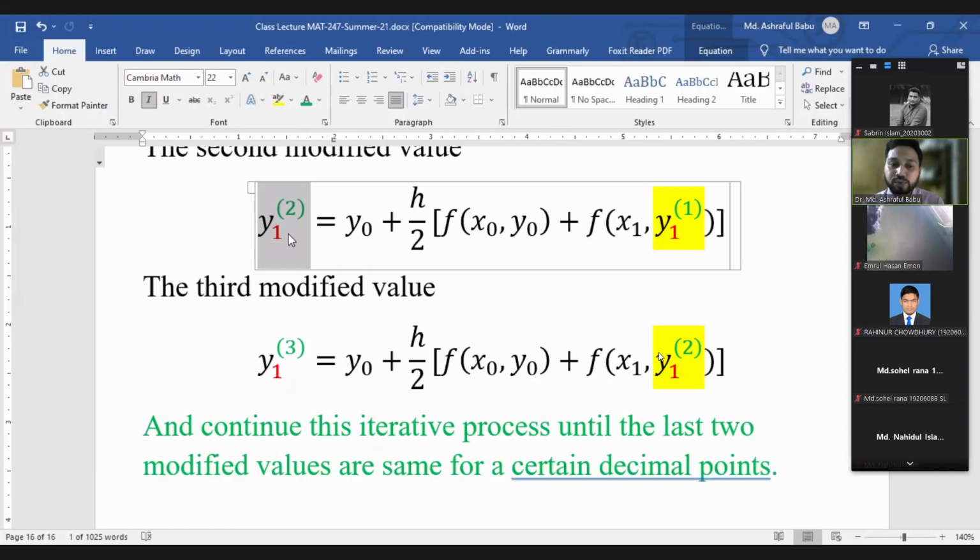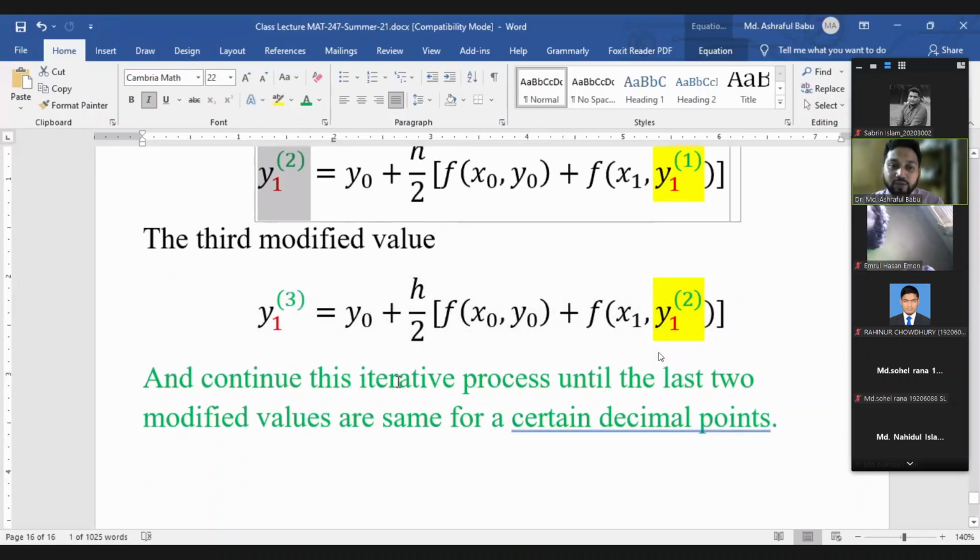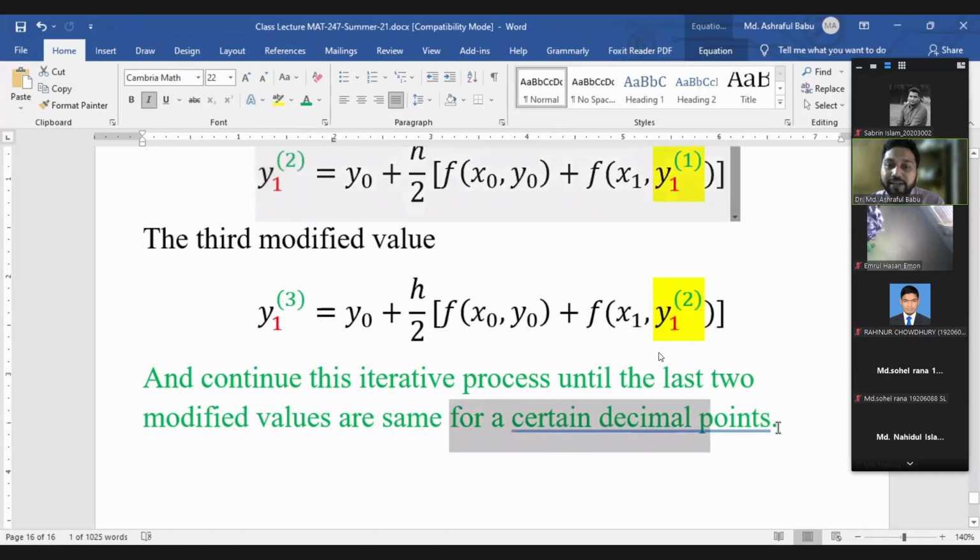So we have to check after the decimal point. Maybe 4 digits after the decimal point are the same, then we have to stop. Or 3 digits are the same, then we stop. Or 5 digits are the same, then we stop. So this means we continue this iterative process until the last two modified values are the same for a certain number of decimal digits.